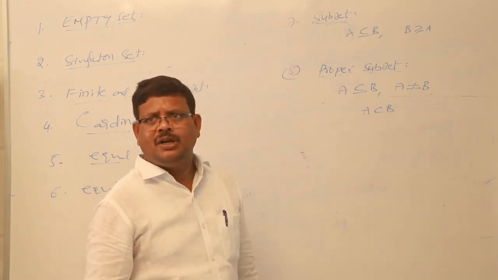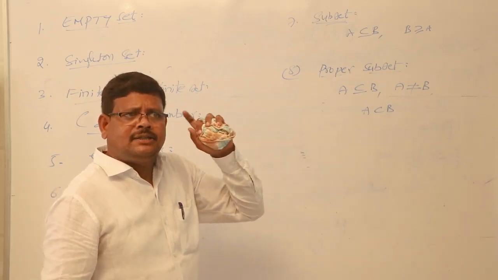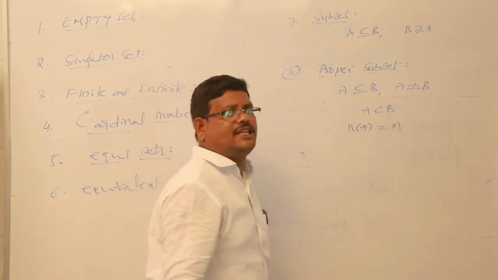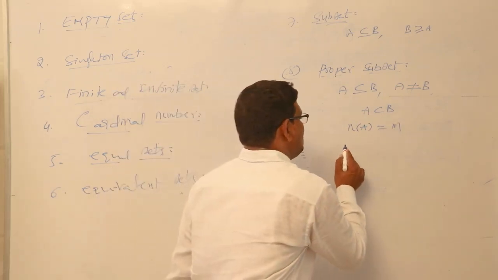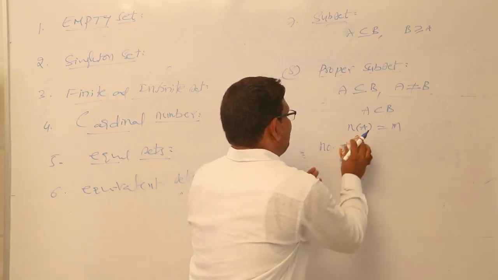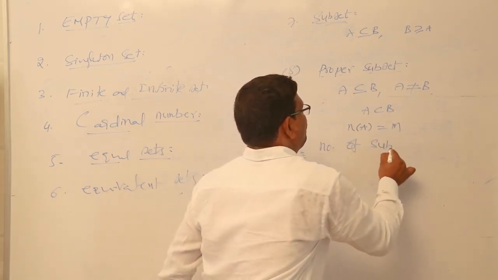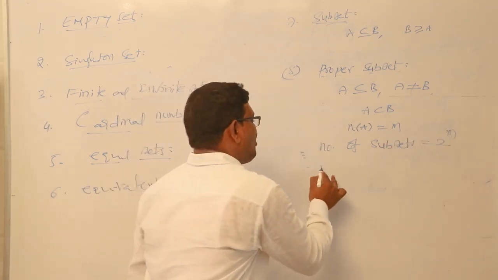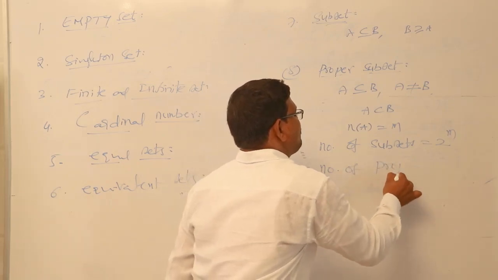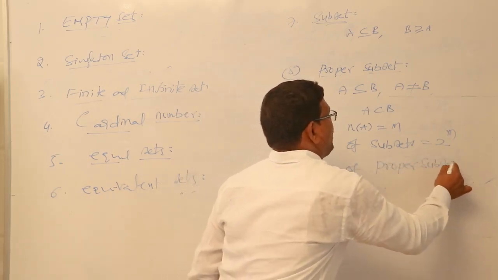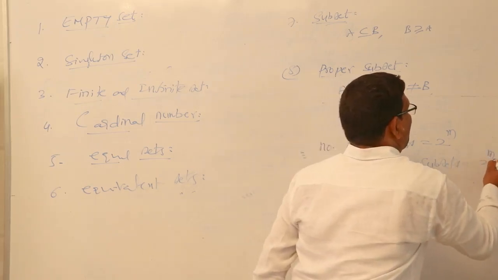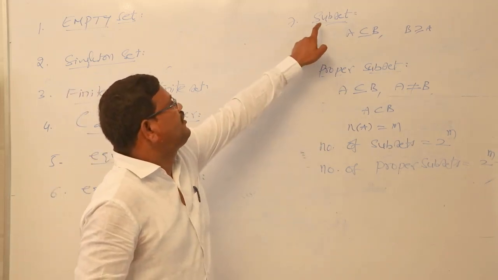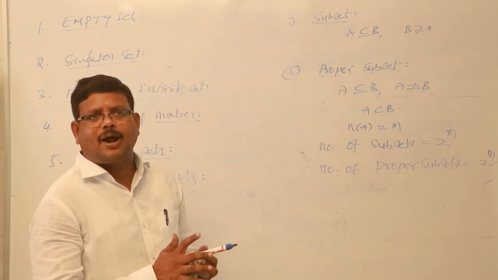If a set has M elements, that is, if n(A) = M, then the number of subsets in set A is 2 to the power of M, and the number of proper subsets is 2 to the power of M minus 1. And this is the main difference between subsets and proper subsets.